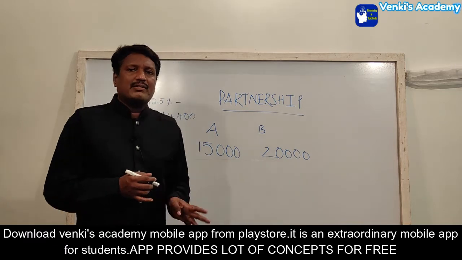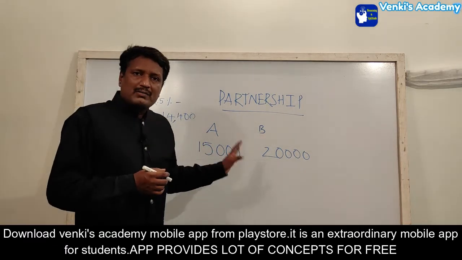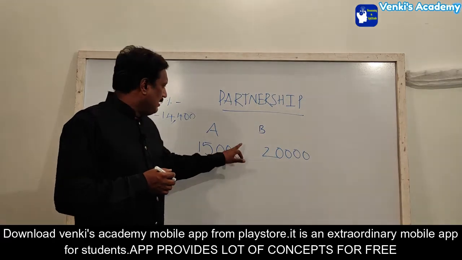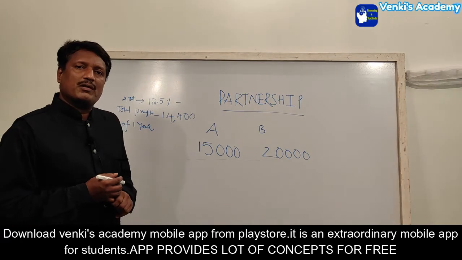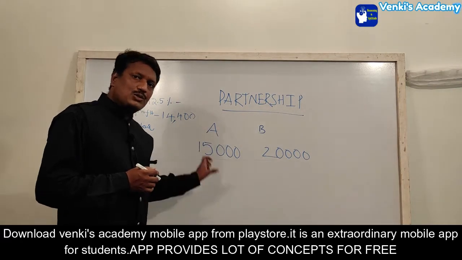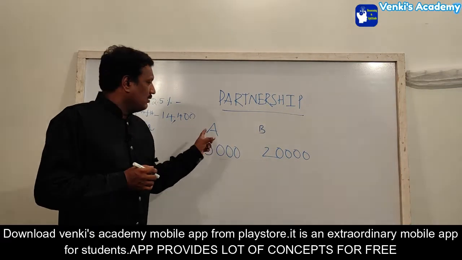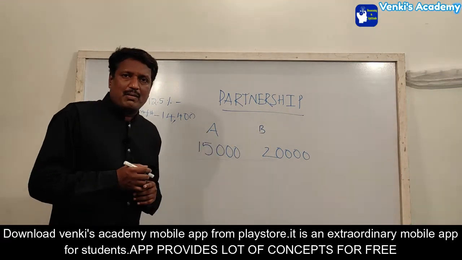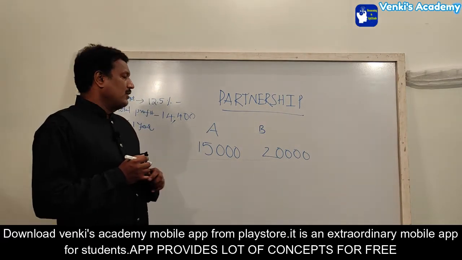A sleeping partner is entirely different from an active partner. An active partner only has to do his activities. Now here A becomes the active partner. What is the meaning of active partner? A has to do his own activities, and in addition, he has to do B's activities also. So A is called the working partner or active partner. Now see here.